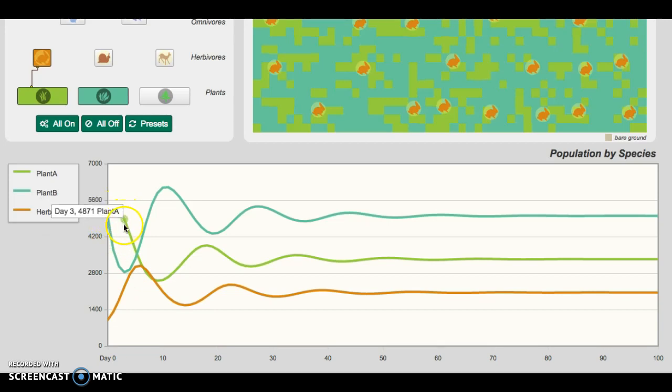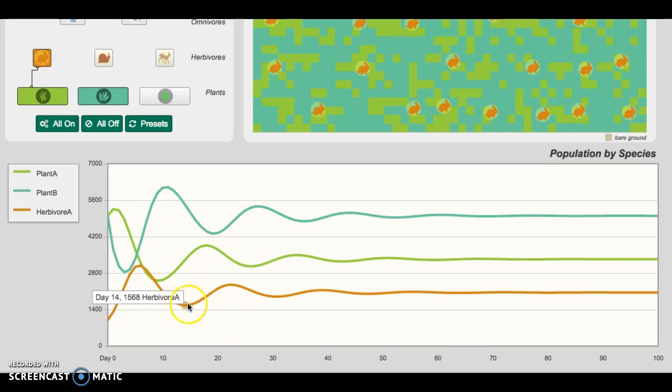And then it looks like plant A starts to die off, and that's because this one here, this is the herbivore's population. Herbivore's population is growing rather quickly. It starts to eat plant A, and plant A's population goes down. Okay, and when plant A's population goes down, there's not enough food for herbivore A, or this rabbit, and the rabbit population starts to decline, it starts to drop.